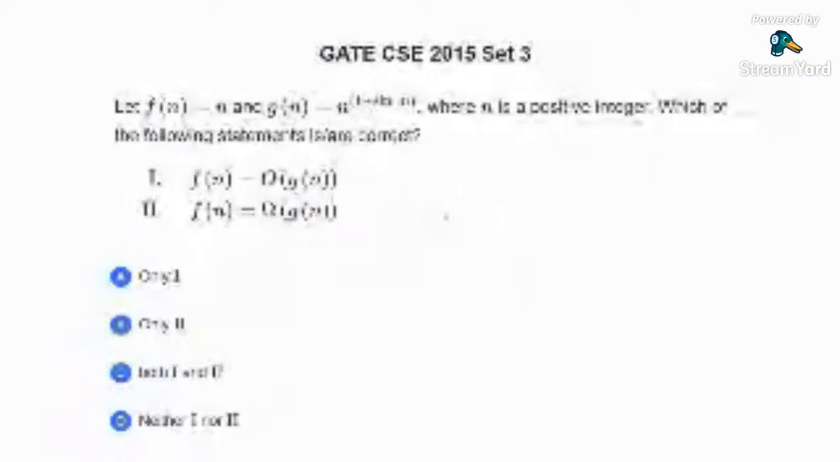Good afternoon. Last time we have seen several questions based on the asymptotic notations and the time complexity. Today we will cover some more questions based on these topics.